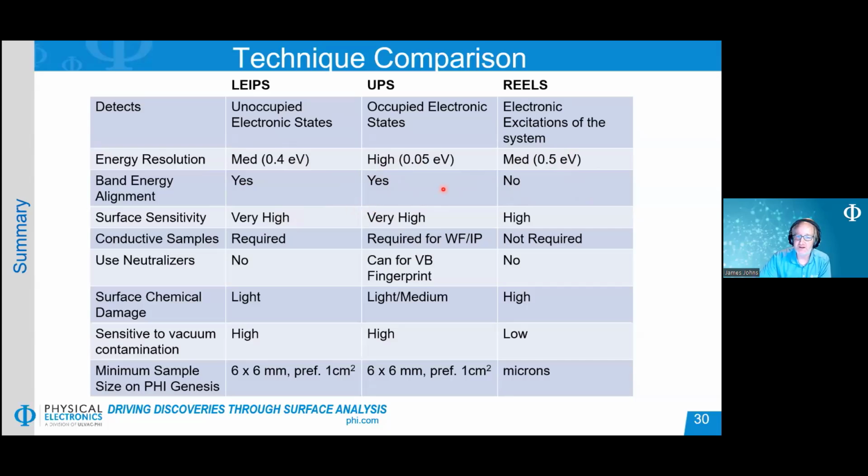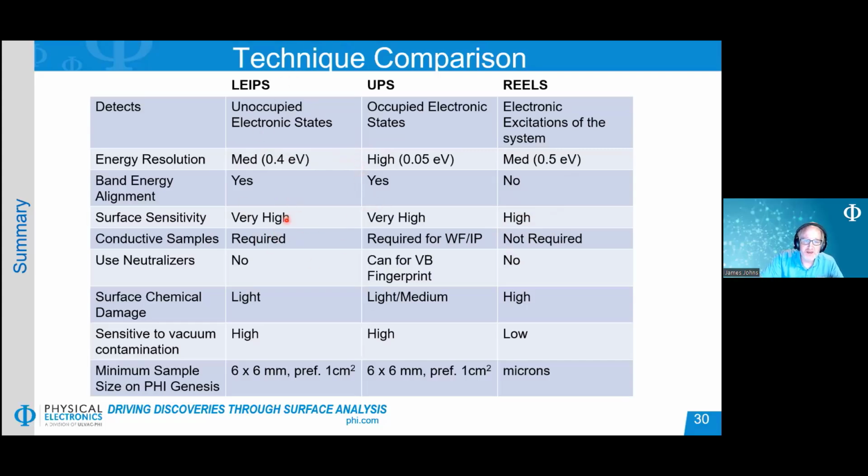LEIPS and UPS have extremely high surface sensitivity. REELS has high surface sensitivity, more comparable to XPS or Auger spectroscopy. And there is a differentiation of signals that come from the surface versus the bulk. That's beyond the scope of this talk, but you can see through carbon contamination in REELS in a way that you simply cannot with UPS and LEIPS.